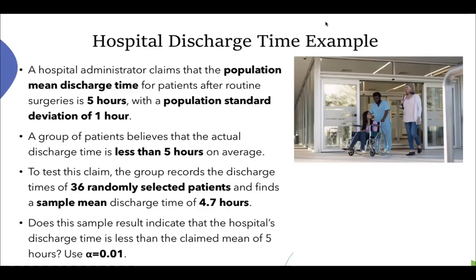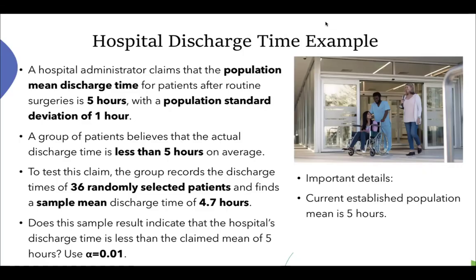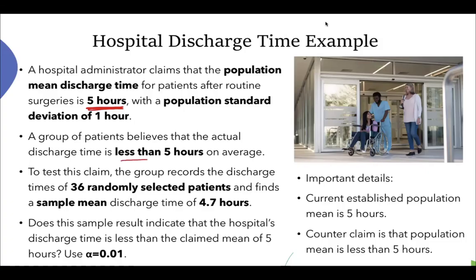So I highlight in bold the important information, and it's not always going to be like that. You're going to be responsible for extracting this information from each problem that you have to do. The important details here are that we have a current established belief that the population mean is 5 hours, and the counterclaim is that it's less than 5 hours. The group thinks that the discharge time is less than 5 hours.